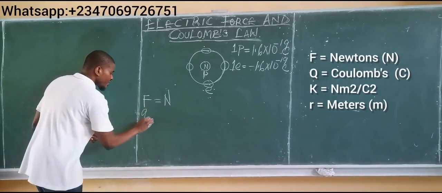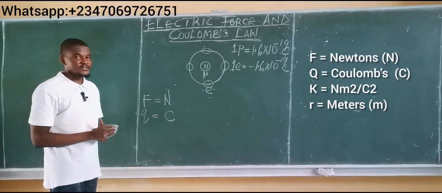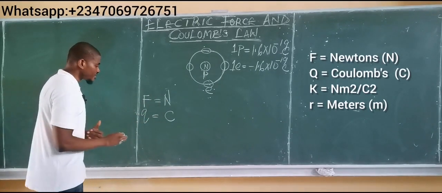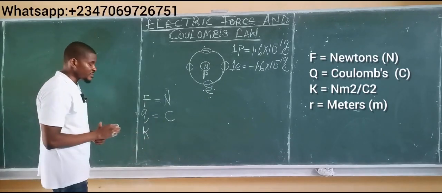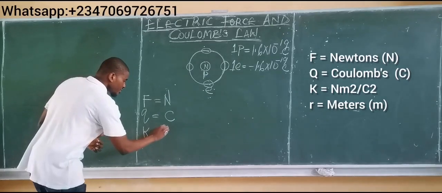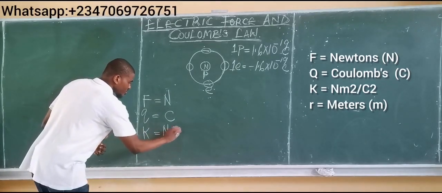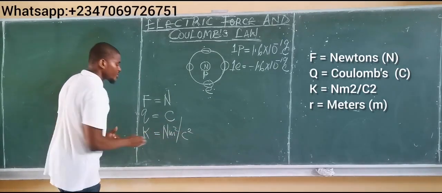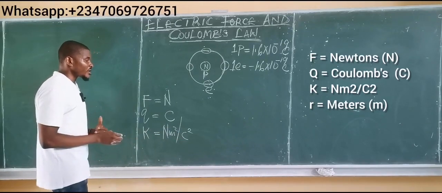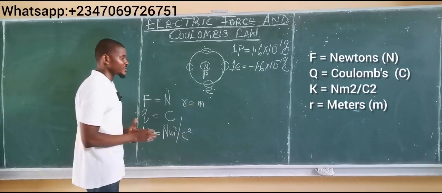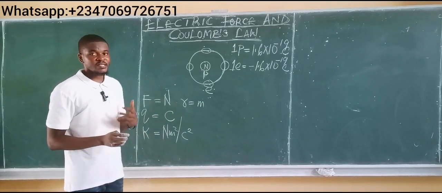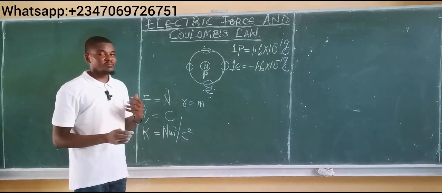The charges themselves are measured in coulombs, C, whereas the constant of proportionality is measured in newton meter squared per coulomb squared. Now, your distance r is measured in meters. Sometimes the distance can be measured in centimeters. It can also be measured in millimeters.